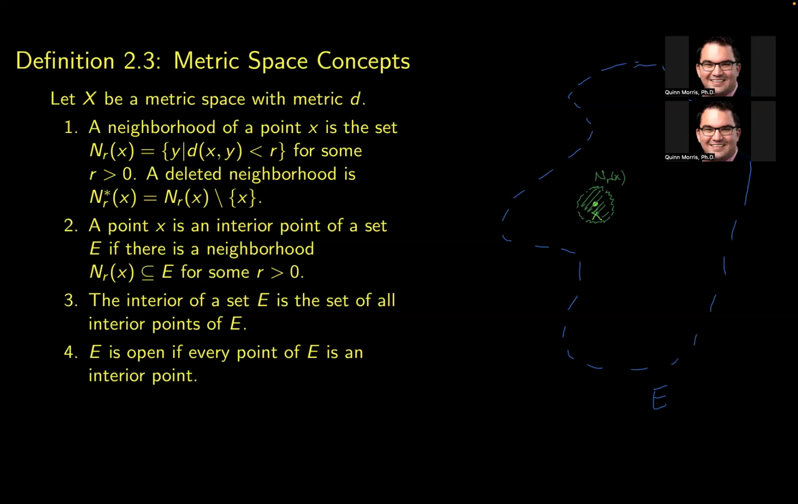Okay. So point X is an interior point of a set if there's a neighborhood that lives entirely inside the set E. Now notice it doesn't say that every neighborhood lives entirely inside E. That certainly wouldn't be true. If I took my radius really, really large, I could have a neighborhood that looks like this, and certainly that neighborhood doesn't live entirely inside E. But it only says here that there is a neighborhood. There exists at least one neighborhood for some r greater than 0, such that that neighborhood lives entirely inside E.